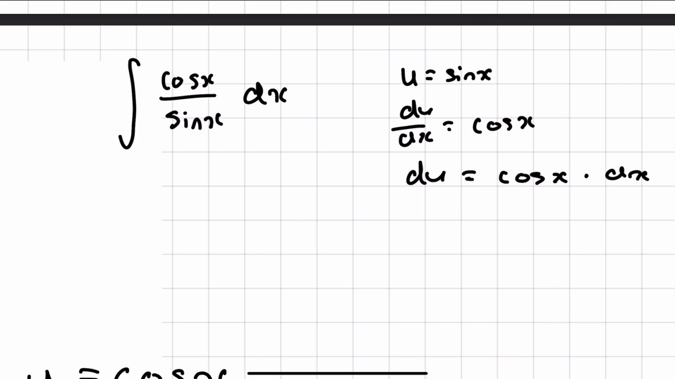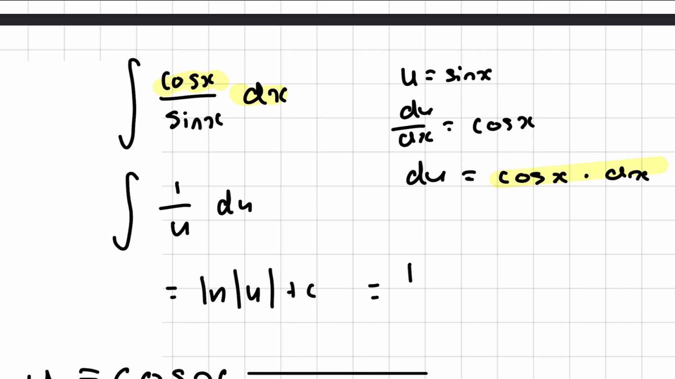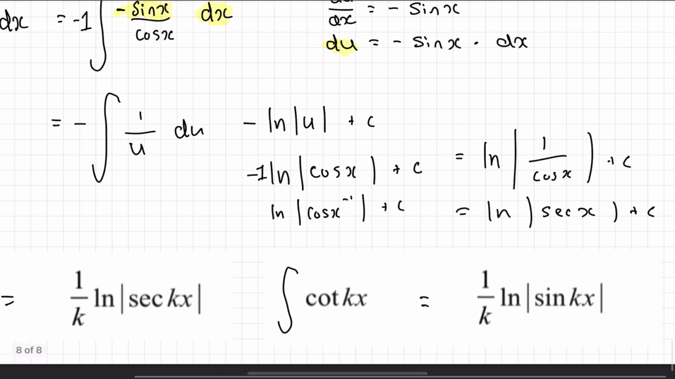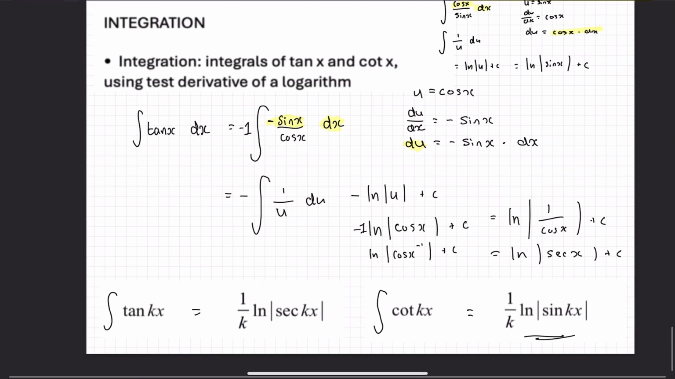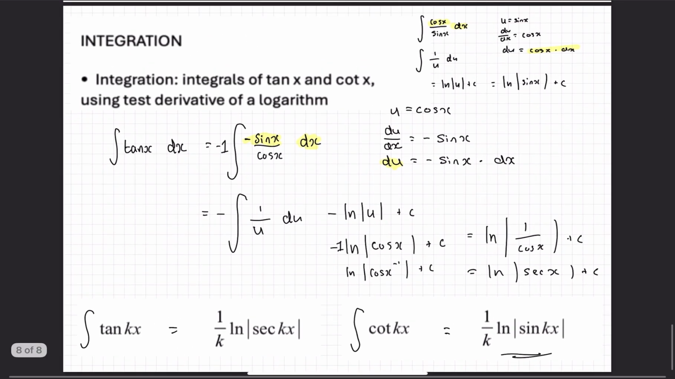So now sine x is u, so we're going to have 1 over u in terms of du. And it equals natural log u plus c. We've got natural log of sine x plus c. Easy. That was easier than the other one. And yeah, we're done. So there you are, two proofs there. Cool. I'm going to stop the video there. That's hopefully been helpful.